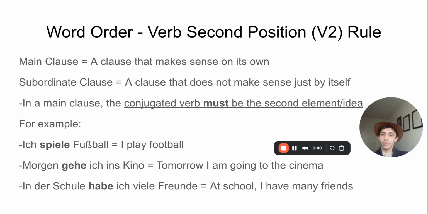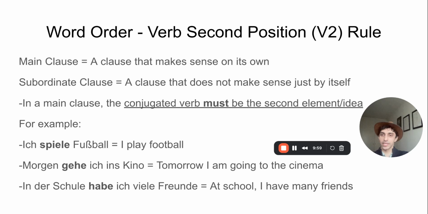Could be something to do with time, for example, but not necessarily. Plenty of other ideas are possible coming first. The third example illustrates more clearly that the conjugated verb has to be the second element in a main clause in German, always, but it does not necessarily need to be the second word.